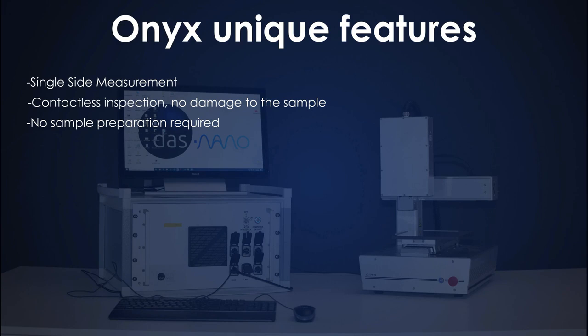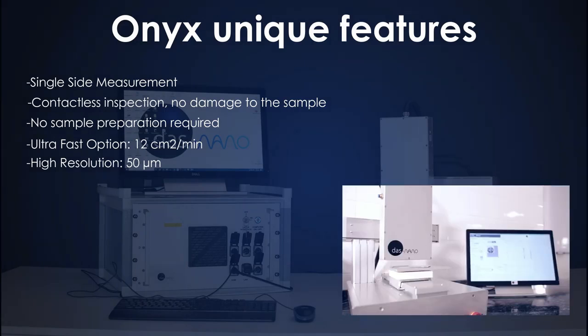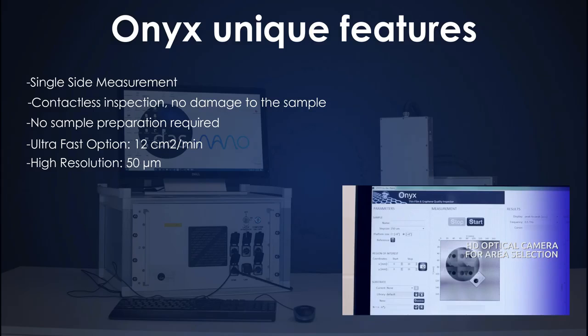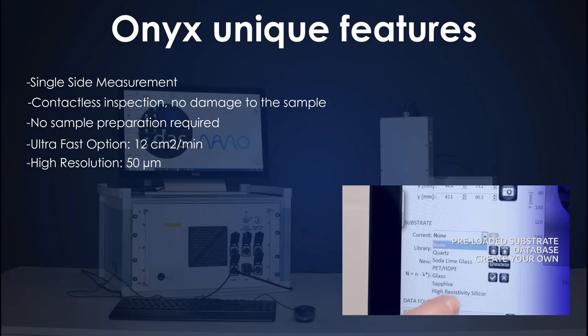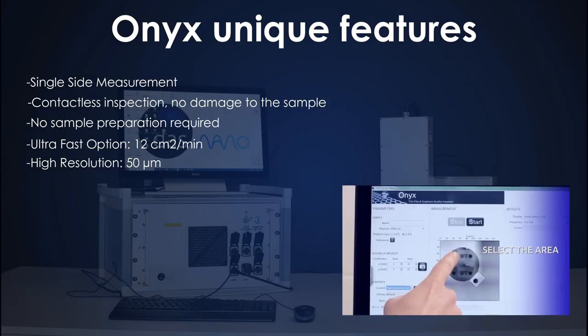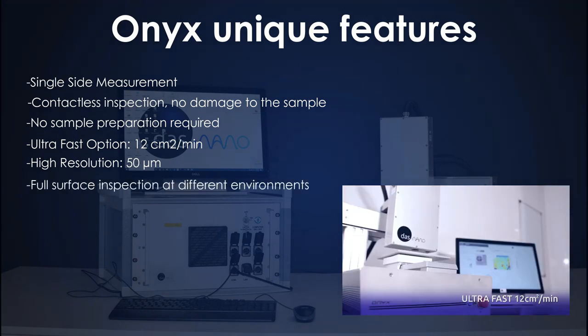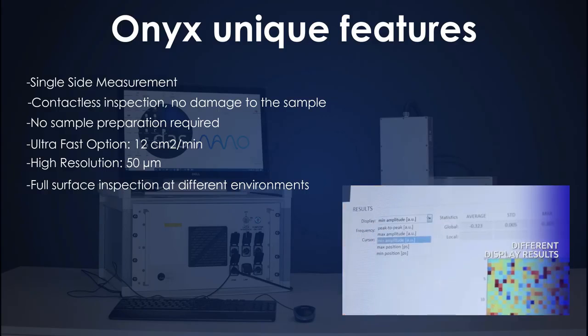Speed and resolution are also remarkable features of ONYX. We can reach speeds of 12 cm squared per minute and resolutions up to 50 microns. In fact, the equipment lets the user select the desired pixel size, so an extraordinarily fast inspection can be performed. In 9 seconds, ONYX can inspect a 10 by 10 mm sample, and what is more important, it gives meaningful information even at the lowest resolution. This allows full surface inspection at different scales, from the research scale, millimeters squared range, to wafer production and industrial material manufacturing, meters squared range.